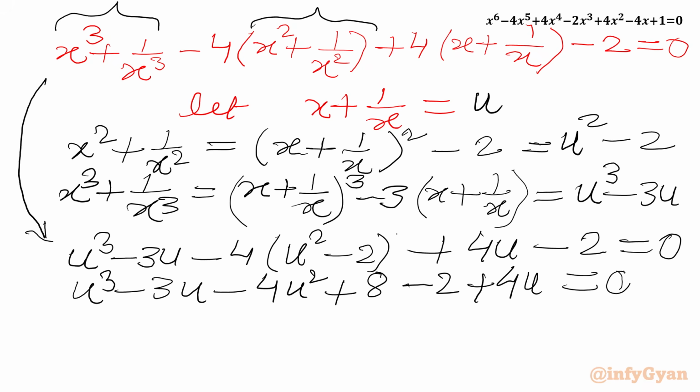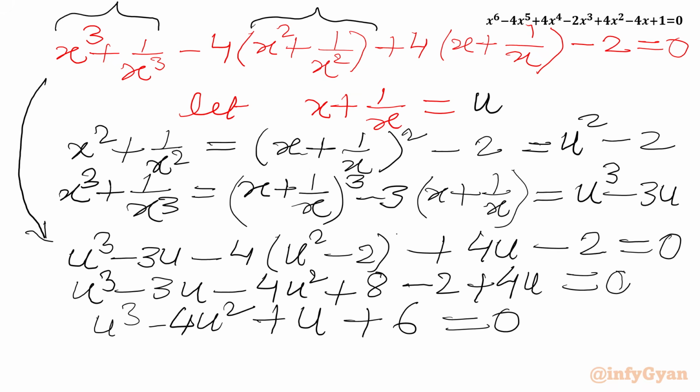So we will write here u cube minus 4u square. Then we have 4u minus 3u. We will write plus u. 8 minus 2 is plus 6 equal to 0. Now this is one cubic equation. We can use rational root theorem and synthetic division method. If I will check our equation simply at u equal to negative 1, then it is going to satisfy.